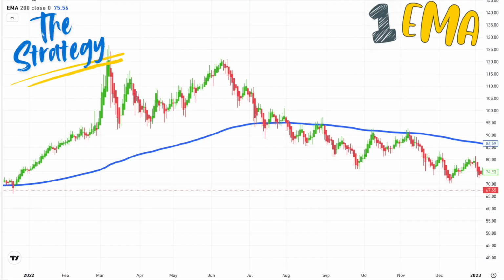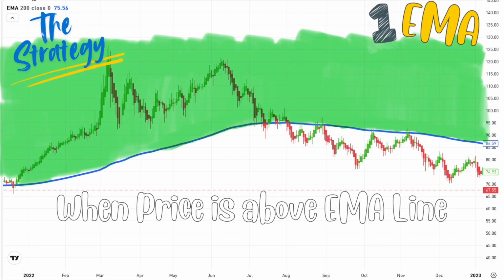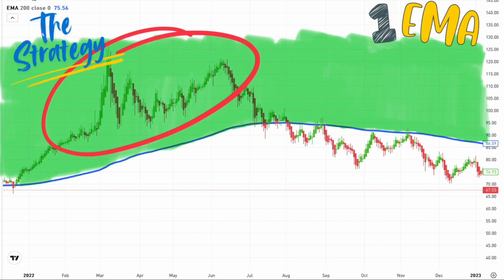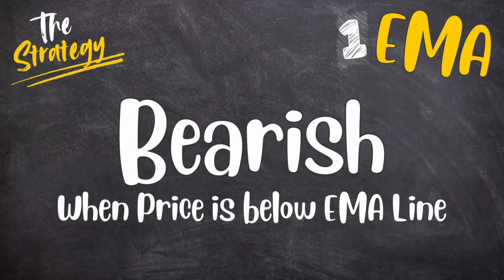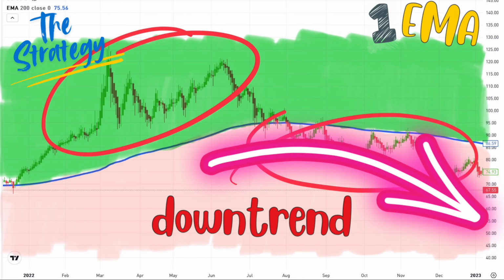Let's look at a price chart. As you can see, when the price moves above the EMA, it's an uptrend, with the price pulling the EMA upwards. Conversely, a bearish trend occurs when the price tracks below the EMA line, indicating the price is lagging behind the overall trend for this security.